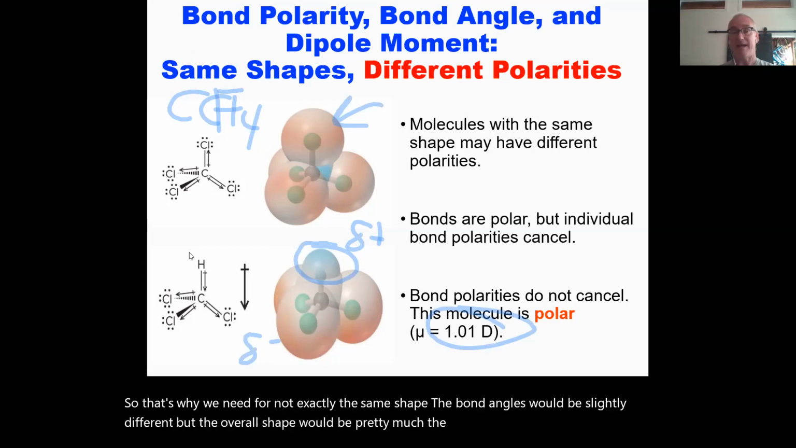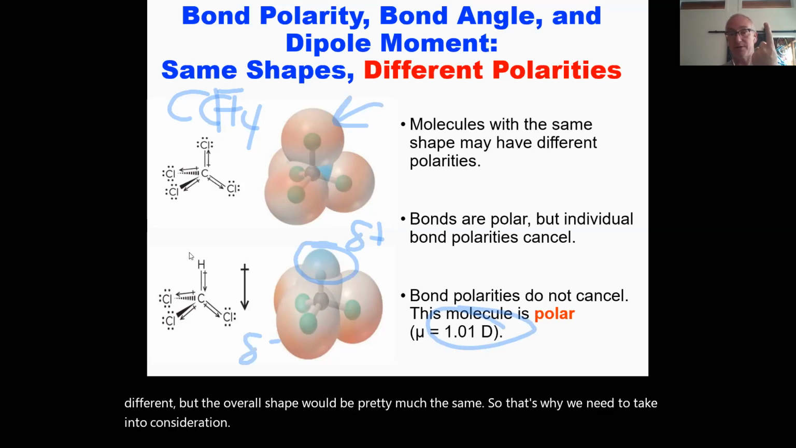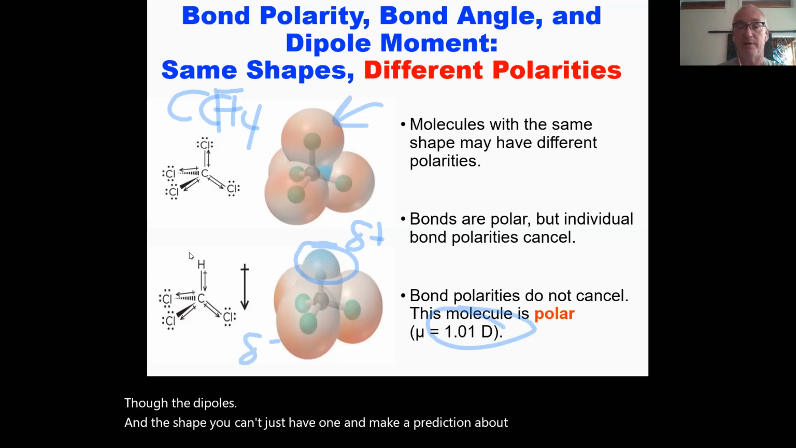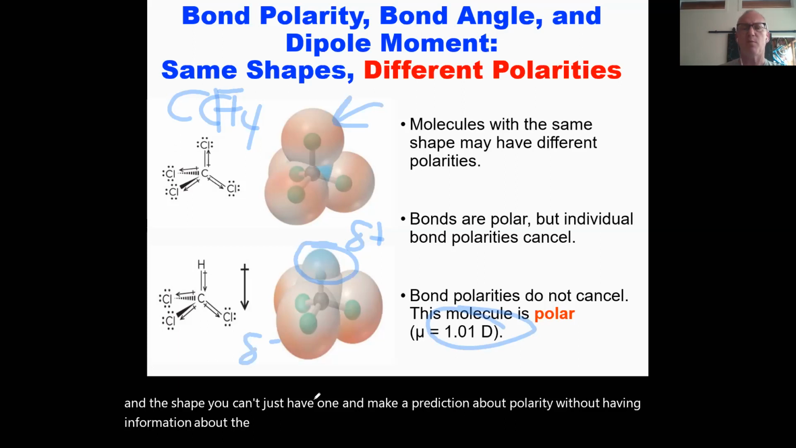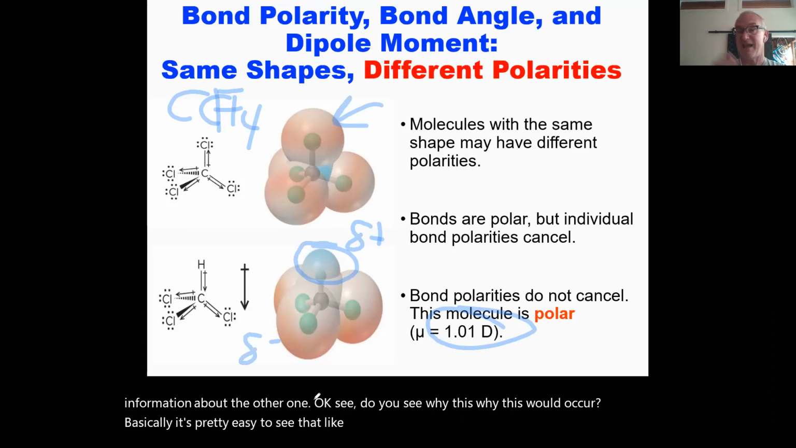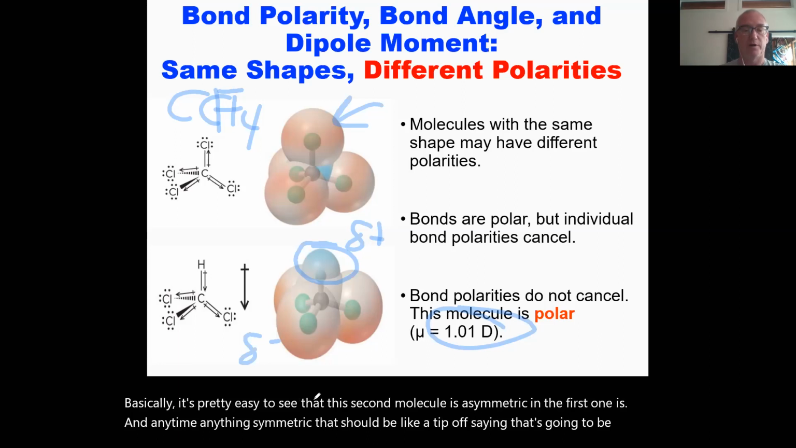So that's why we need to take into consideration the dipoles and the shape. You can't just have one and make a prediction about polarity without having information about the other. Okay, do you see why this would occur? It's pretty easy to see that the second molecule is asymmetric and the first one is symmetric. And anytime anything's symmetric, that should be a tip-off saying, oh, that's going to be nonpolar, because you're going to be right.